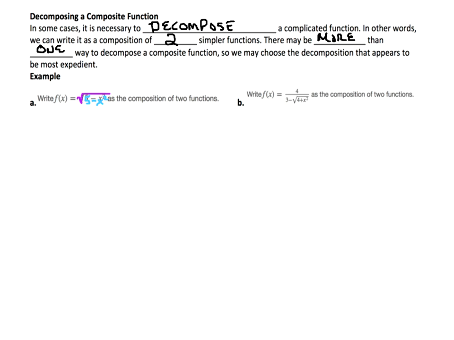And actually, let me move this. We'll make this our first alternative. So if this is what you see, then where that had to come from was that my outer function, which I'll call my shell function, s of x for shell, had to have been the square root of x, and my plug-in function p of x, if this is the case, had to have been 5 minus x squared. And that's how they were composed.